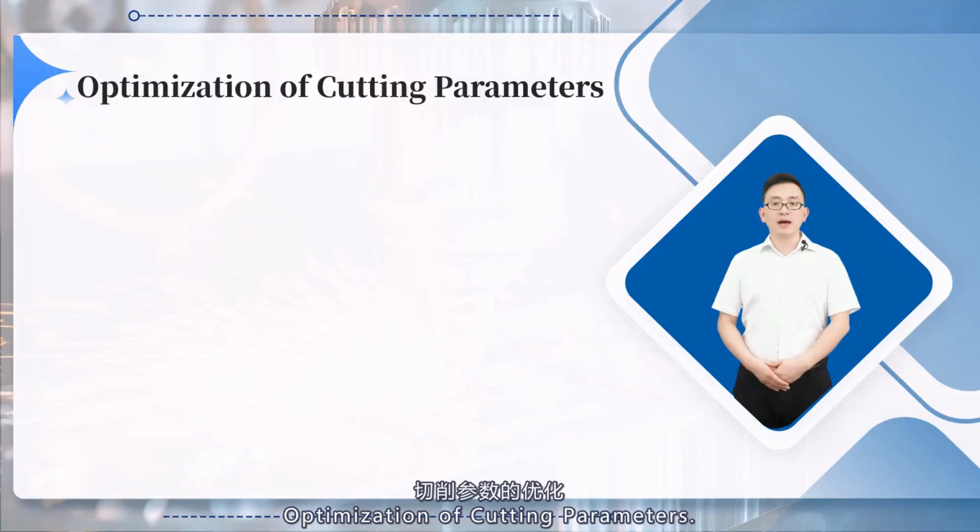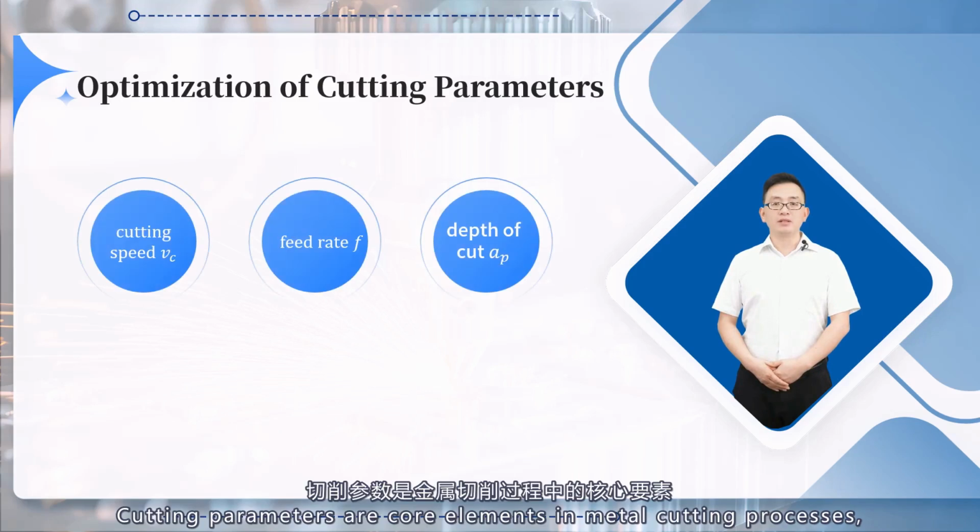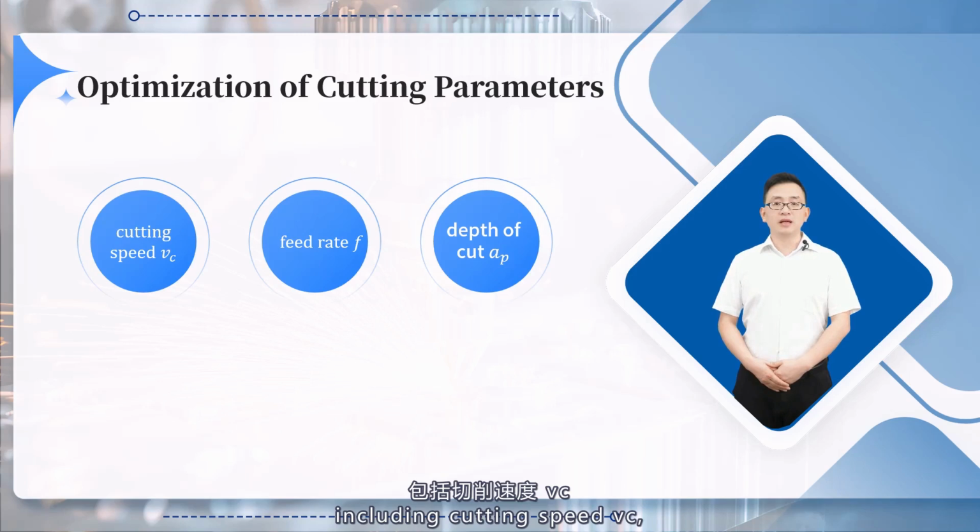Optimization of cutting parameters. Cutting parameters are core elements in metal cutting processes, including cutting speed VC, feed rate F, and depth of cut AP.